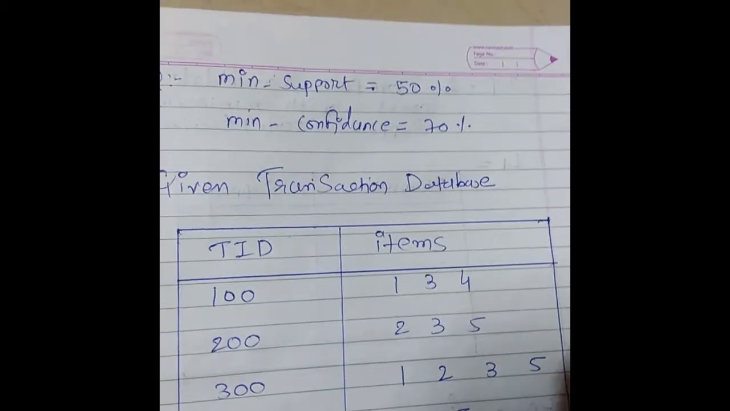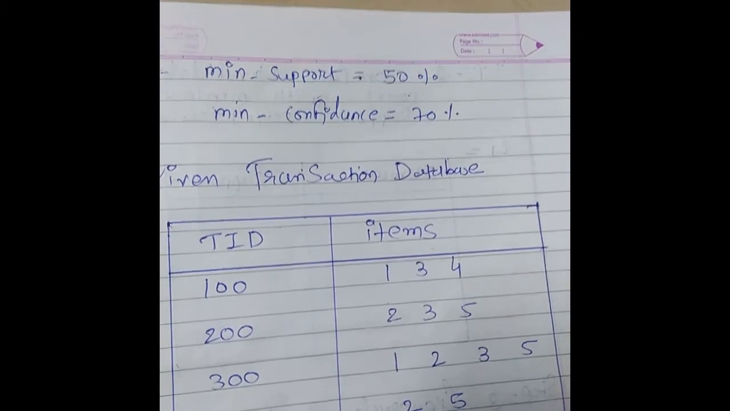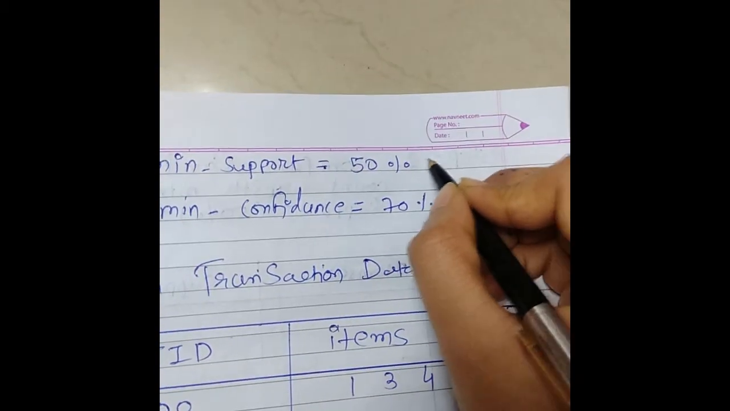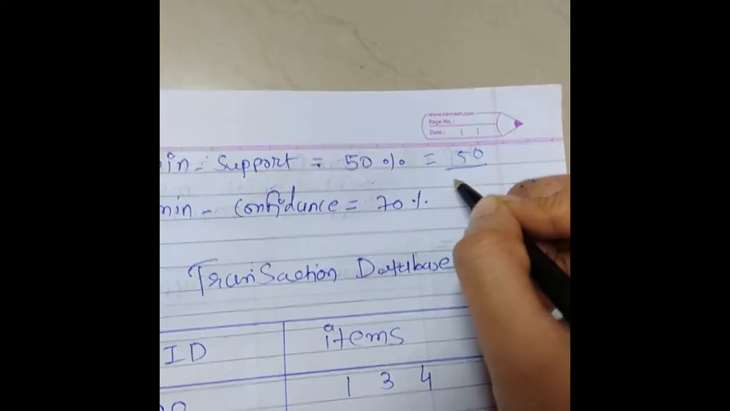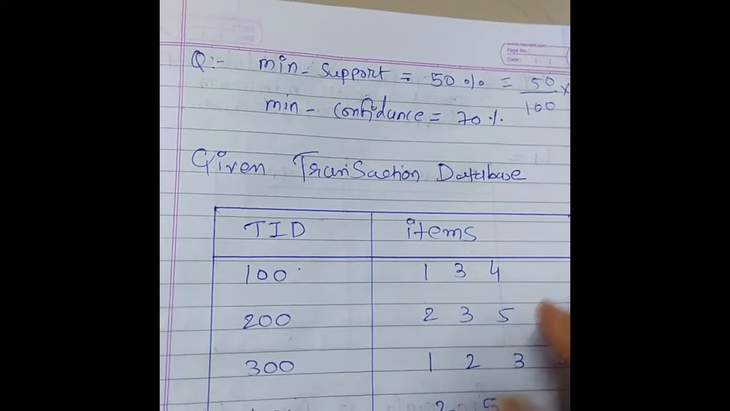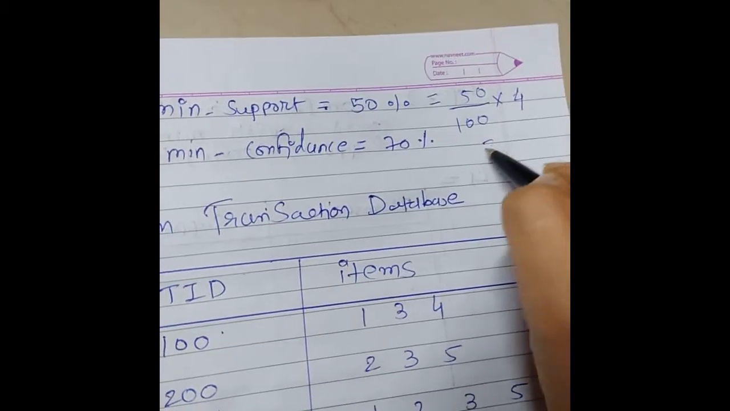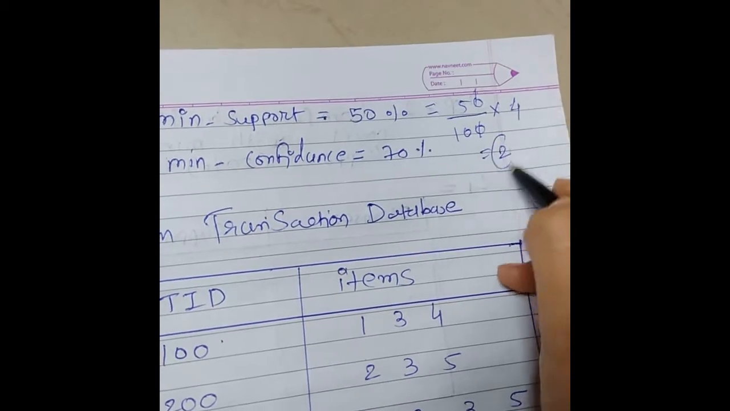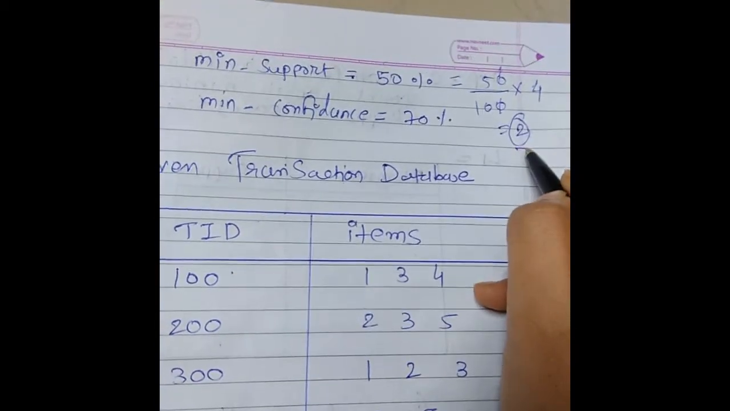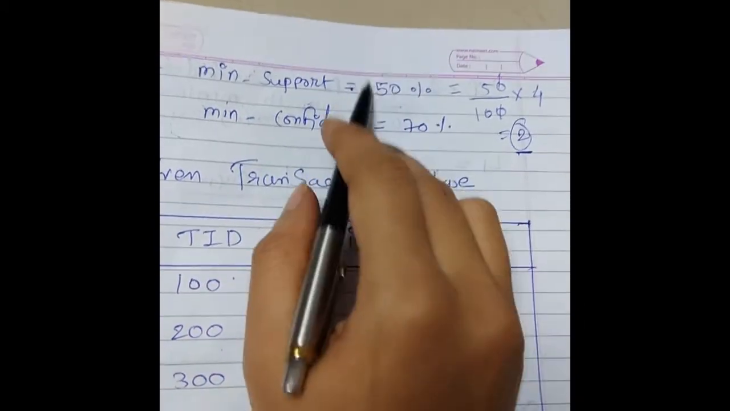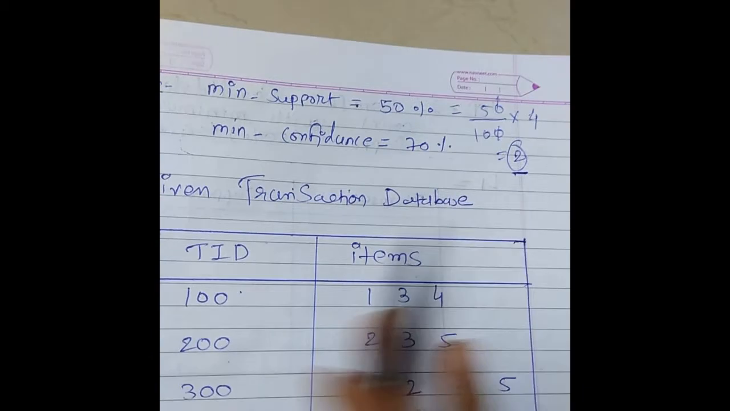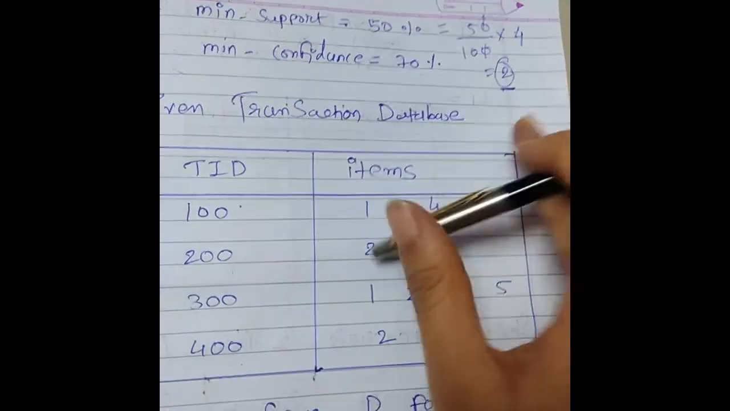So the first thing you need to do is convert the support percentage into the support count. For that, you convert 50 divided by 100 times the number of transactions. Here the number of transactions is 1, 2, 3 and 4, so the number of transactions is 4. So the answer is 2. So here the support count is 2. That is the first thing we need to calculate from the support percentage. We'll take confidence as it is, 70%. So this is the first thing we need to do while solving this example.